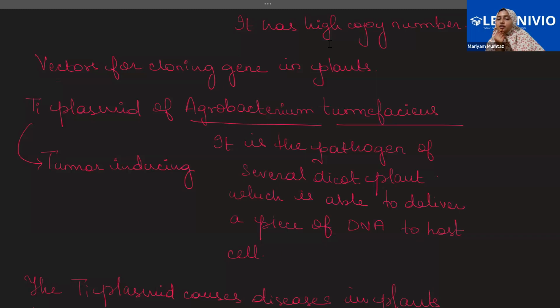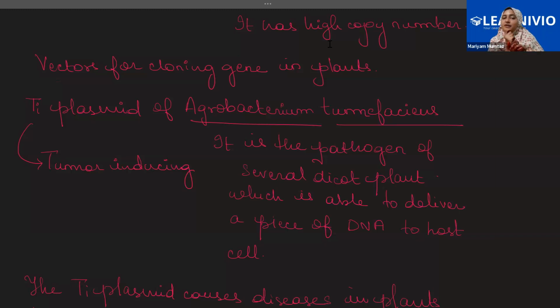What is a tumor, students? How would you define tumor? A bunch of cells. A cluster of cells, right? Very good. So this tumor inducing plasmid, what does it do? When it goes inside the plant, it induces tumor, meaning it forms a mass of cells, clusters of cells, at several places.